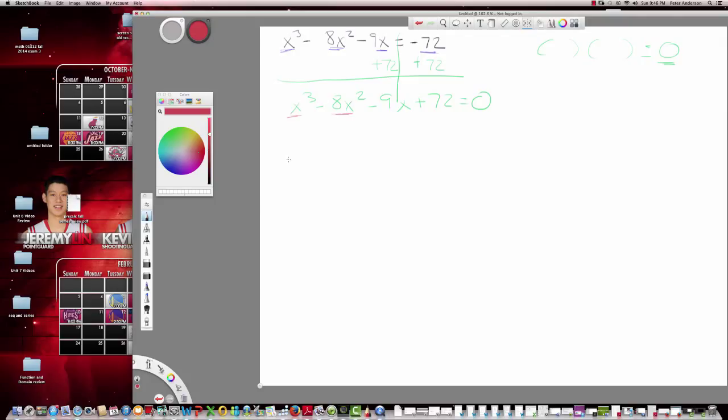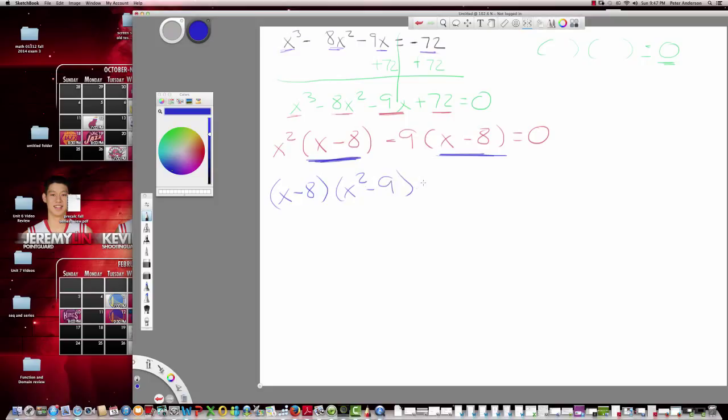So they have x cubed, x squared. They share an x squared in common. So I'm going to factor out an x squared, and we're left with x minus 8 inside. On this side here, I'm going to factor out a negative 9 actually, and I'm going to be left with x minus 8 equals 0. Now, I want to stress something here. The whole point in factor by grouping, I need to get two terms alike. And in this case, it's x minus 8. Once I do this, I can factor out an x minus 8, and then I'll get x squared minus 9 left over equals 0.